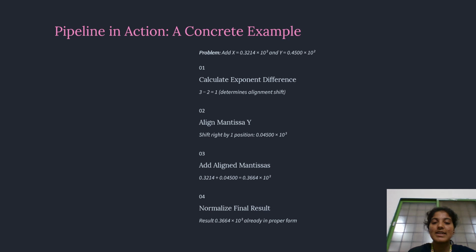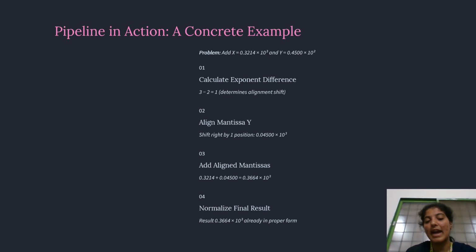And in the second stage, aligning mantissa y, because y has an exponent smaller than the exponent of x. After that, shifting right by one position, we get 0.04500 times 10 power 3. Here we can see both exponents are equal.